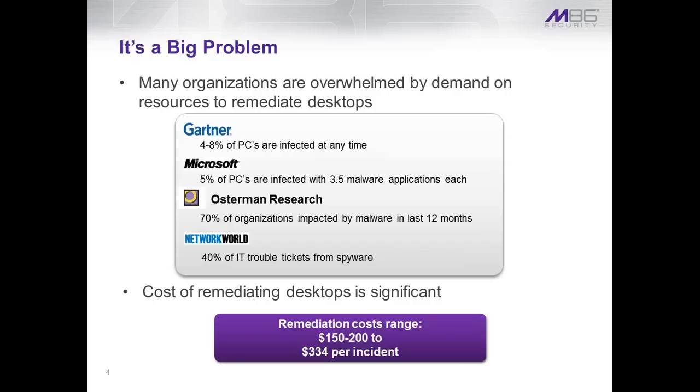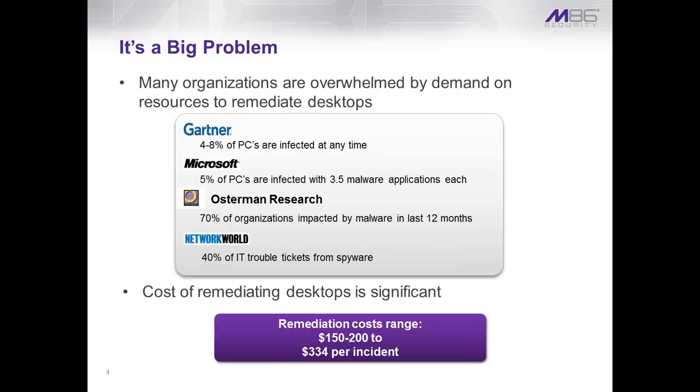Underscoring this is the industry research by M86 and other sources, which consistently report high numbers of infected PCs in organizations. For example, Gartner estimates that 4 to 8% of an organization's PCs are infected with a bot at any given time. Microsoft reports that 5% of computers, 1 out of every 20, are infected, and with not just one, but an average of 3 to 5 malware applications each. A research study conducted by Osterman Research and M86 Security shows that 70% of organizations surveyed have been infected by web-based malware in the past 12 months.